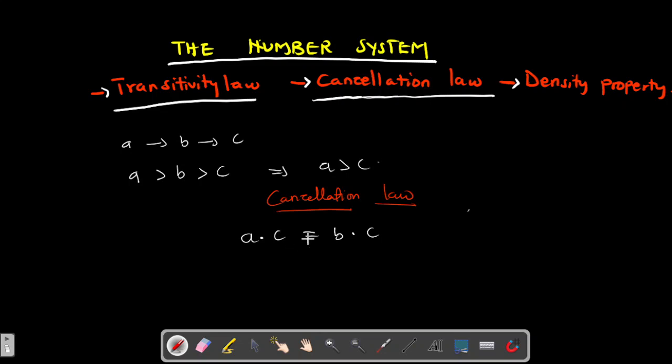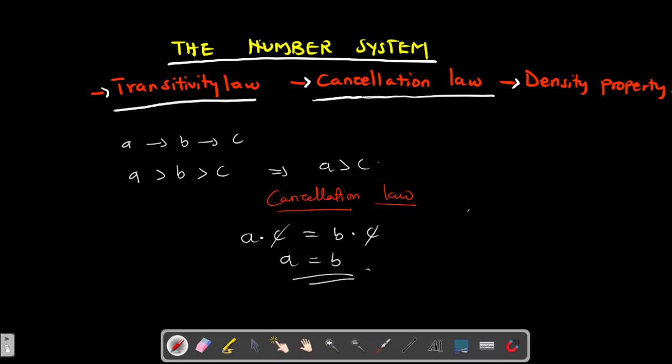Removing like terms on the equal sides of the equal sign. Let me say it that way. So if I have C here, I have C here. Why can't I remove them? Because they're repeating. I just cancel them. So this cancels this. Then I'll be left with A is equal to B. So this is the idea of the cancellation law.